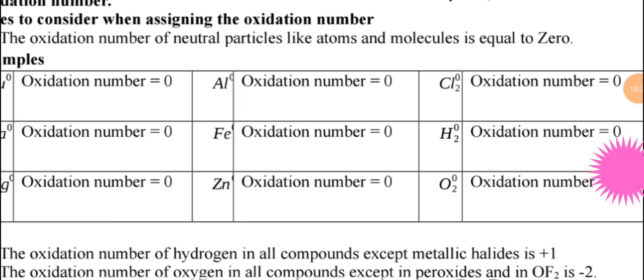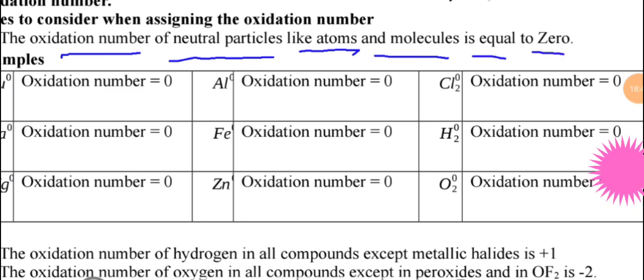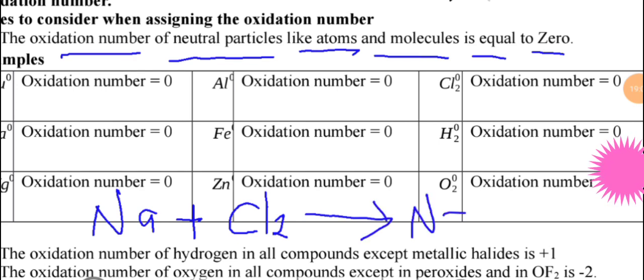The rule number 1, you need to understand this. The oxidation number of neutral particles, like atoms and molecules, is equal to 0. When you see, for example, in the equation we just have sodium, maybe this sodium is reacting with chlorine to form sodium chloride.